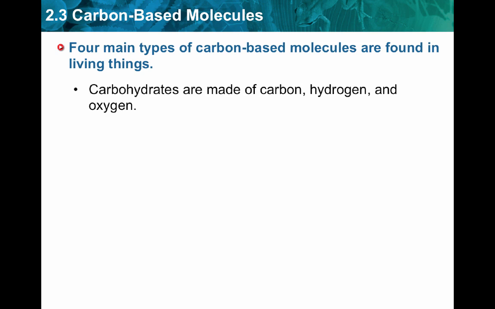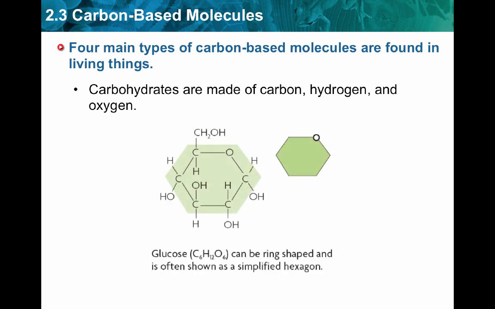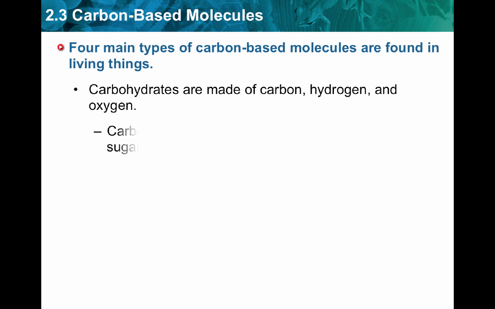First one are carbohydrates. They are made up of C, H, and O: carbon, hydrogen, and oxygen. It is always in a 1:2:1 ratio for the most part, unless we're talking about polysaccharides. You can look at this structure and you can see that there are 6 carbons, 12 hydrogens, and 6 oxygens.